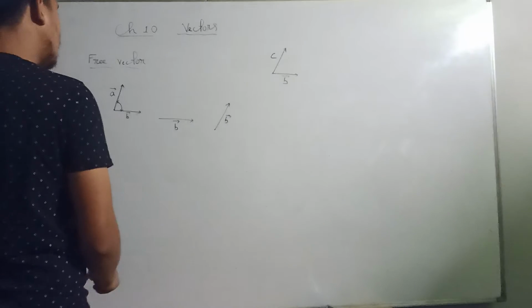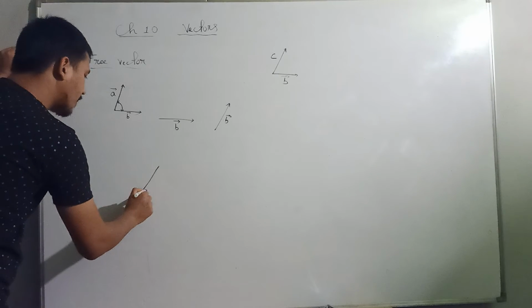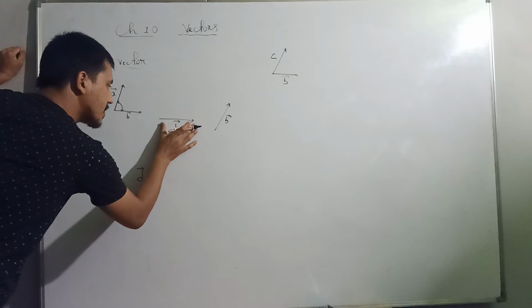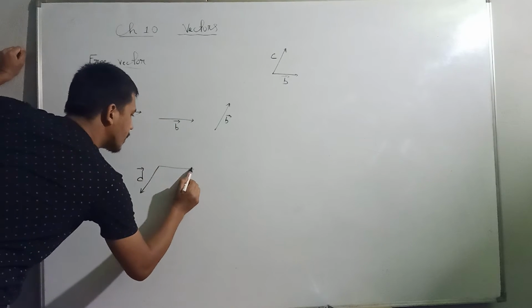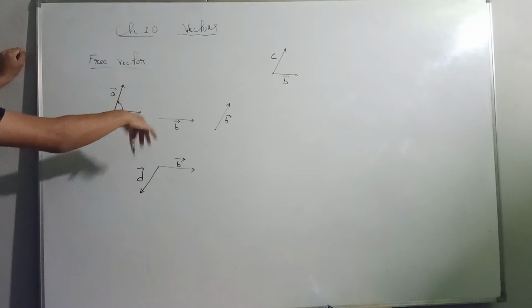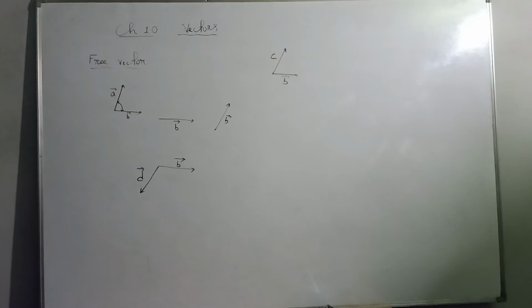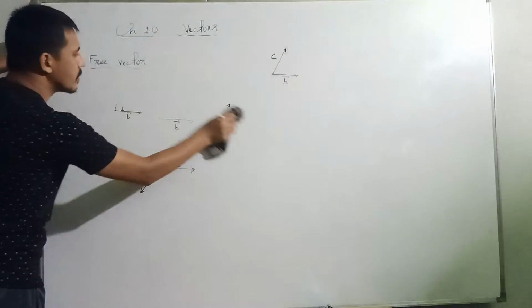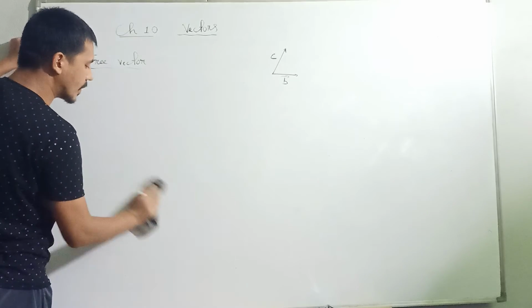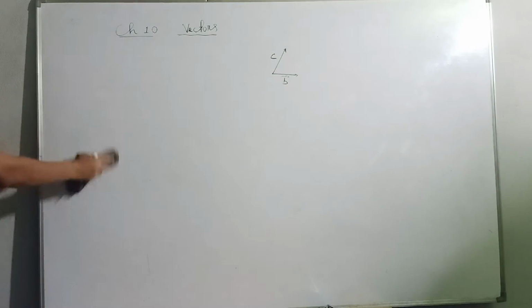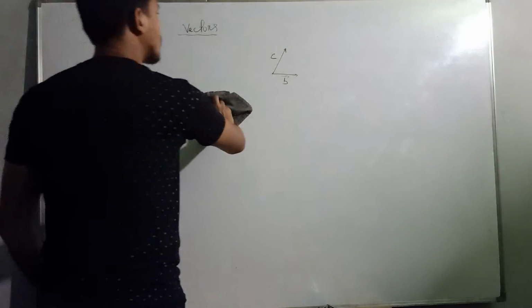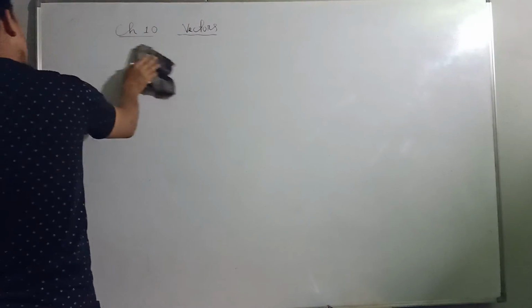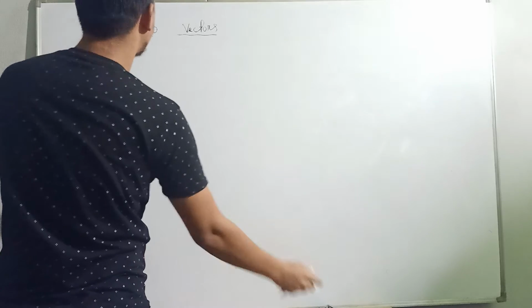Suppose this is your vector B. Then this same vector B can be shifted here. See, no change in direction. Shifting of vectors can be done. Free vectors. So vectors can be shifted through some distance without any change in direction. There will be no change in magnitude and no change in direction. Vectors with no change in magnitude as well as direction are known as free vectors. Okay.